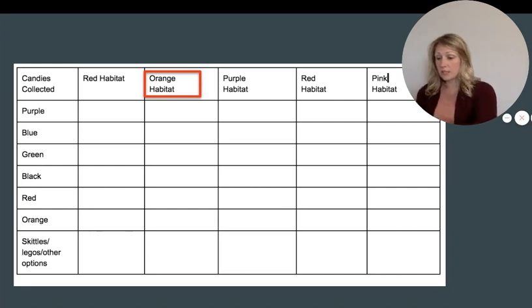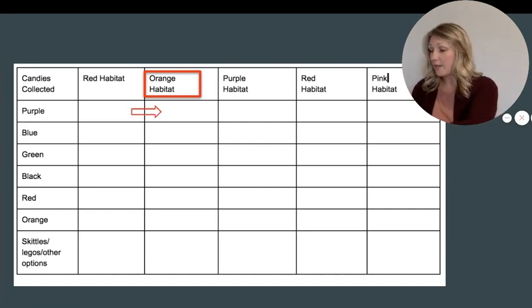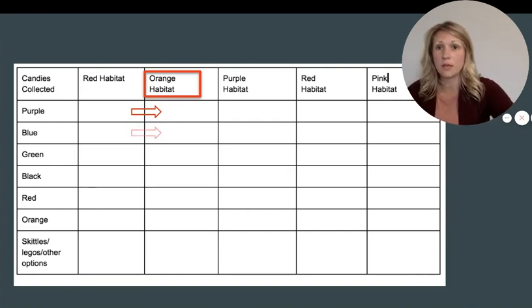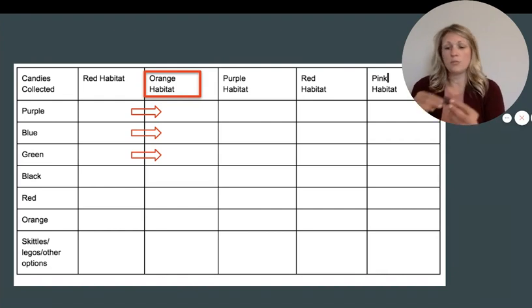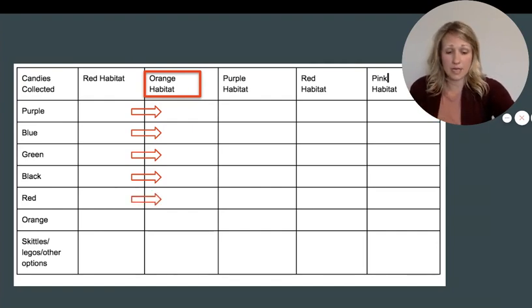And I'm just gonna review the steps so that you guys can understand what we're supposed to do. Okay, so we're in our orange habitat. I have 2 purple, so I'm gonna put 2 purple there. The next color is blue. I have 3 blue, so I'm gonna put 3 blue in the next line. I only picked up 1 green this time, so I'll put it there. Then I picked up 2 black, okay, so I would put it there. I picked up 2 red, so I would put those there.